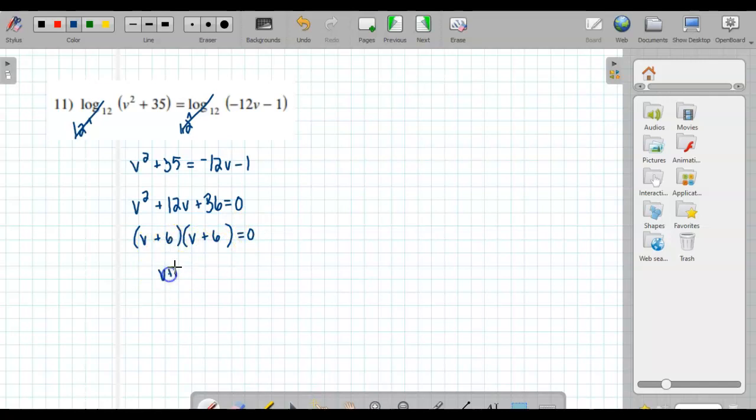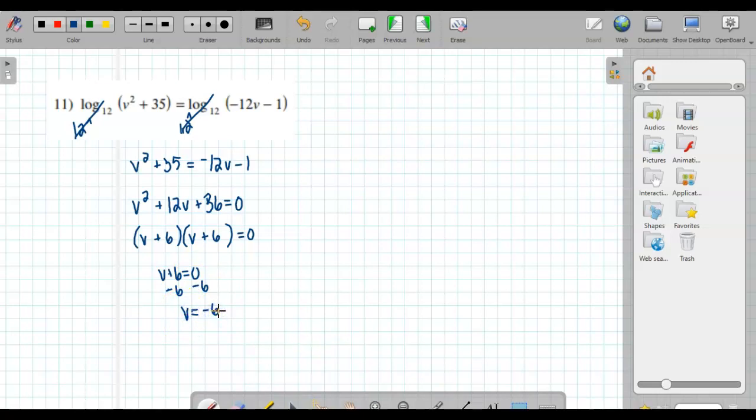So v plus 6 has to be equal to 0. I could set both of these equal to 0, but of course they're the same, so I don't need to do that. And I will subtract 6 from both sides, so v equals negative 6.